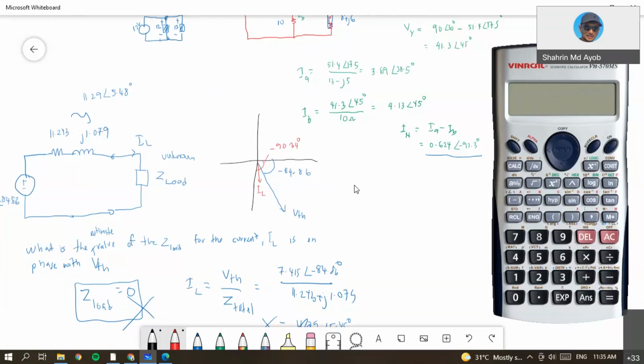But one of your friends just messaged me. He said that to make sure the current is in phase with the VTH, you set the Z load equal to negative 1.079.